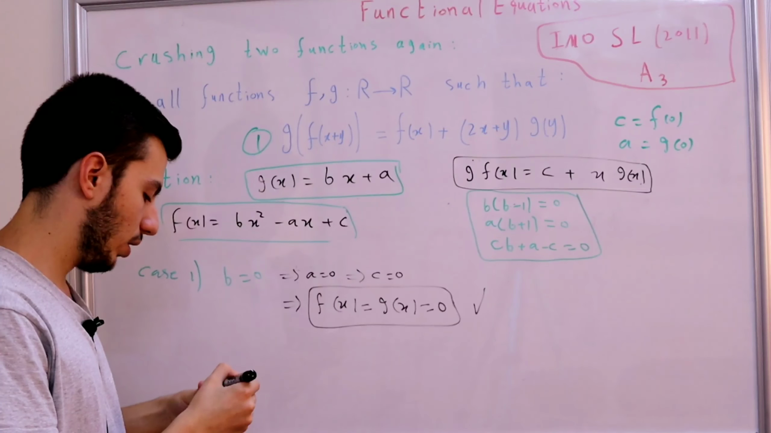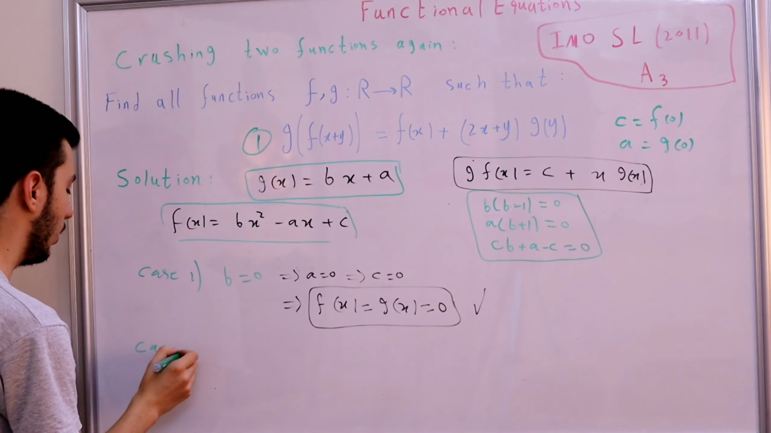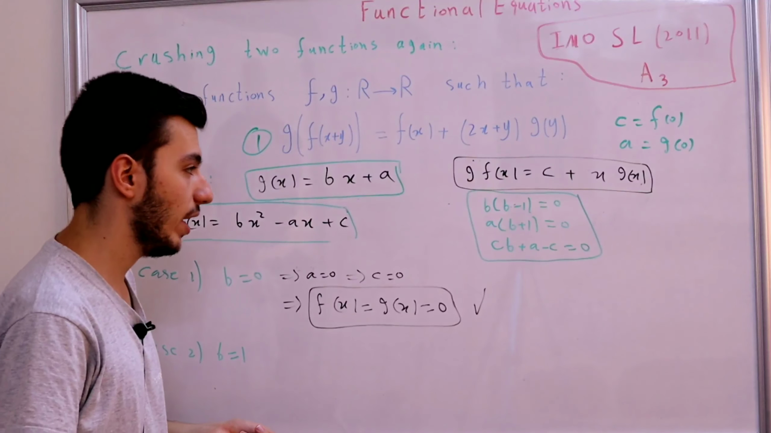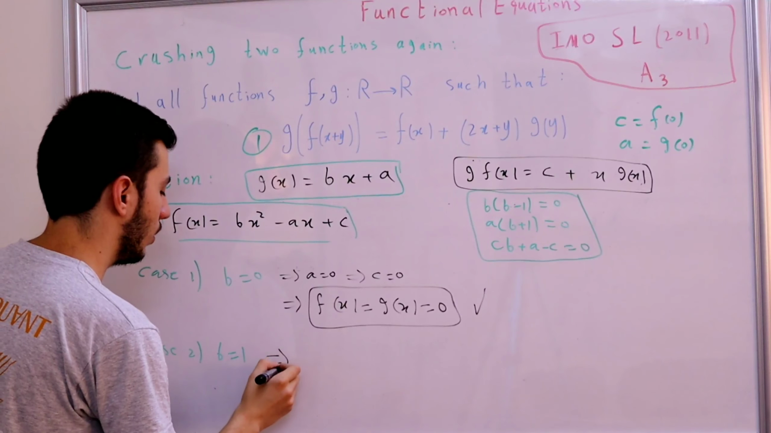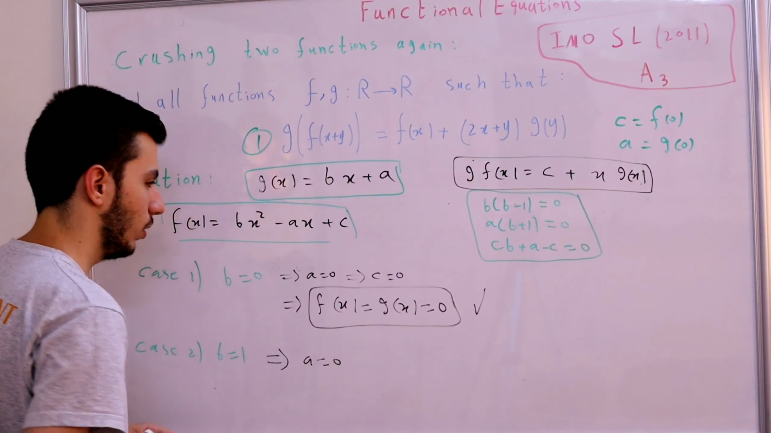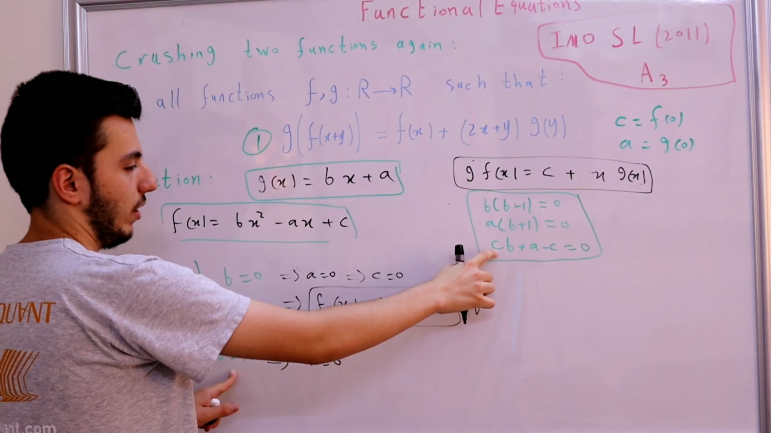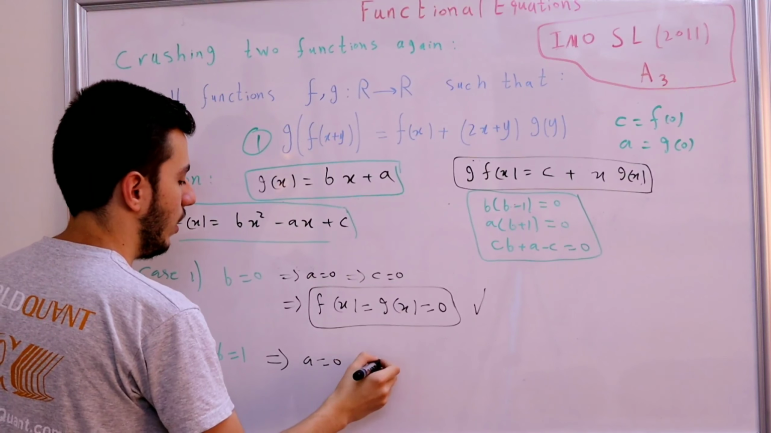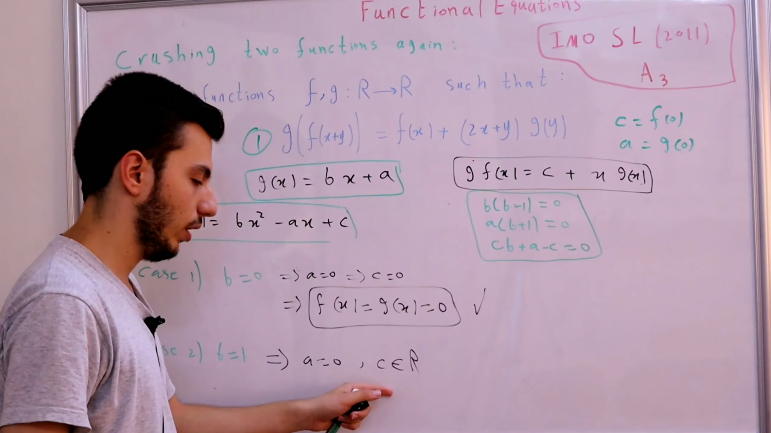Great. So what is the second case? The second case, case 2, is b is equal to 1. So that means that a is equal to 0. a is equal to 0 and b is equal to 1. That means that c minus c is 0, which is always true. So c is just any real number. We don't have a condition on c.